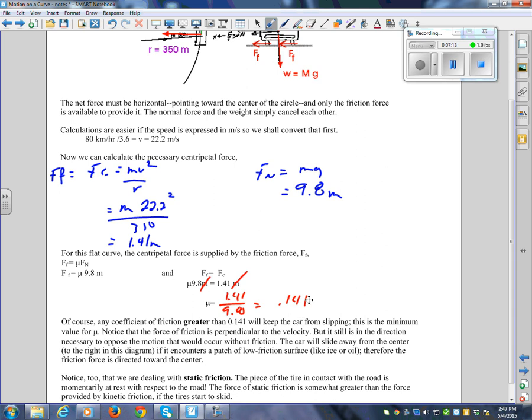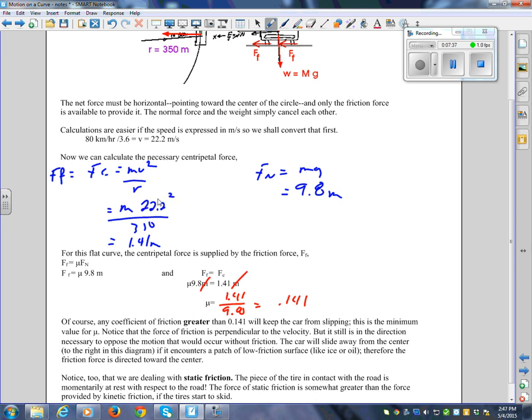What do you think the mu value is for rubber tires on asphalt road? More or less than 0.141? Way more. Which means this is more than enough friction to allow you to go around the corner at 80 kilometers an hour. In fact, you could probably go around it at a much greater speed, right?